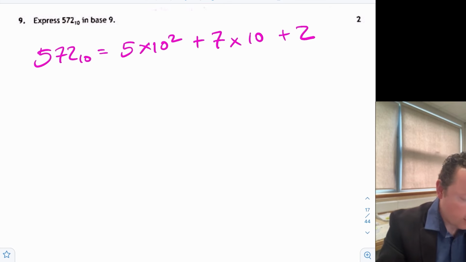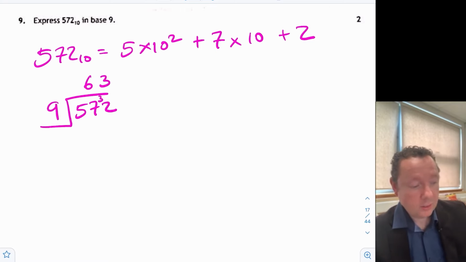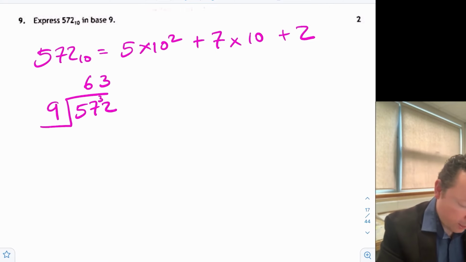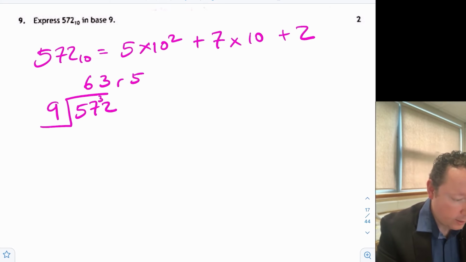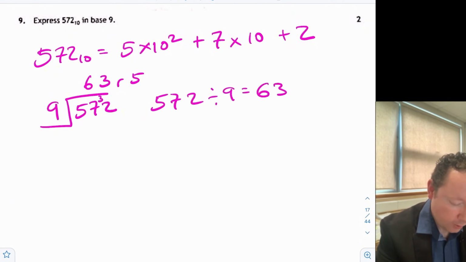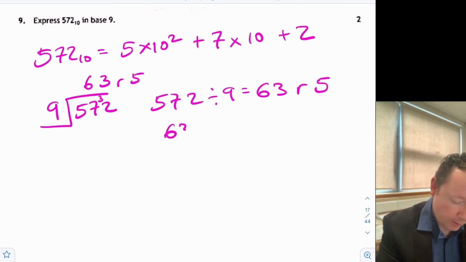Okay, so we've got 572 divided by 9. So 9 6s is 54. 54 for 5, 6, 7, 3 left over. 9 3s is 27. 27, 28, 29, 30, 31, 32, remainder 5. So we get immediately 572 divided by 9, right here, is equal to 63, remainder 5. So then we can just divide 63 by 9. Well, 63 by 9 is pretty simple.